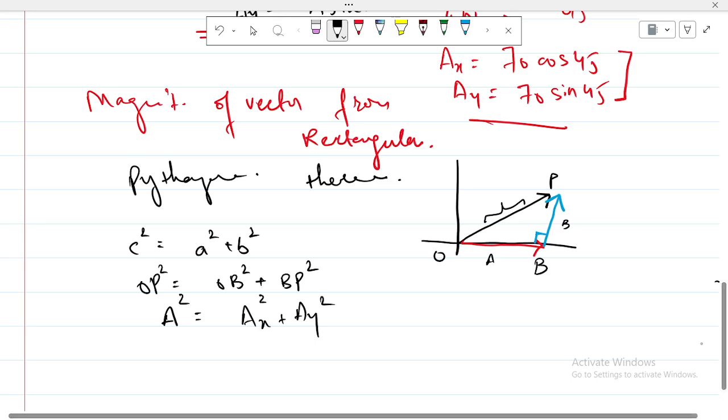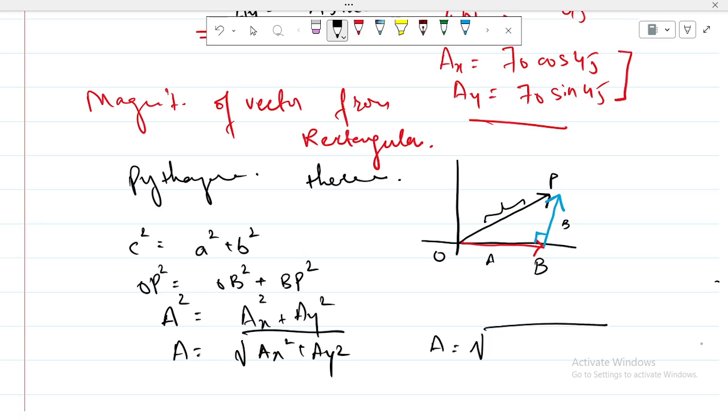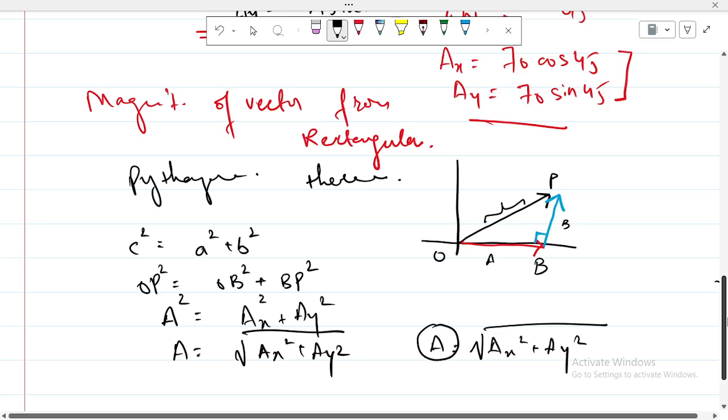So we take the square root here, and that is going to make it the square root of AX squared plus AY squared. And this is actually the magnitude of the vector A itself. Notice I'm not putting an arrow over it or making it bold because this is just the magnitude of the vector. This is not the whole vector.